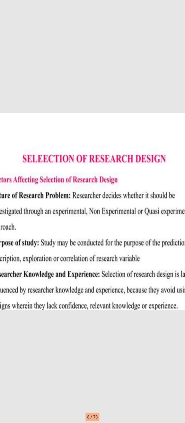Next one is selection of a research design. Factors affecting selection of research design. Which factors will have an effect when we select the research design? First is the nature of the research problem. Second is the purpose of the study.